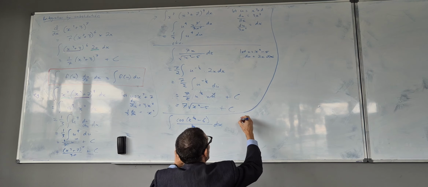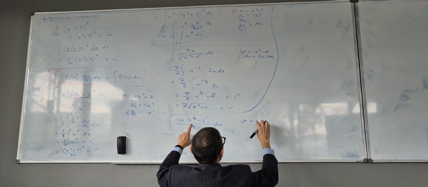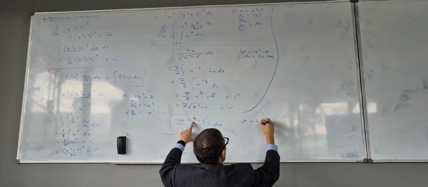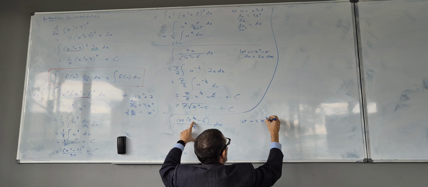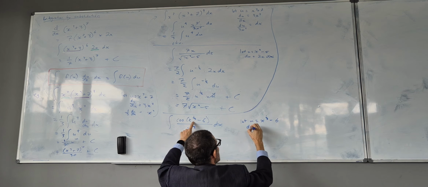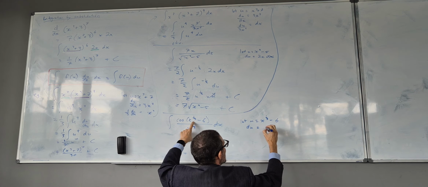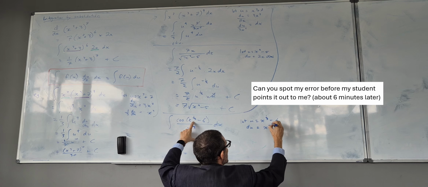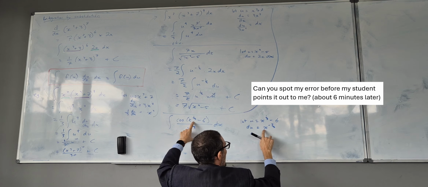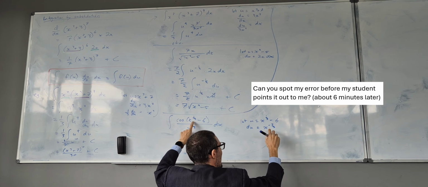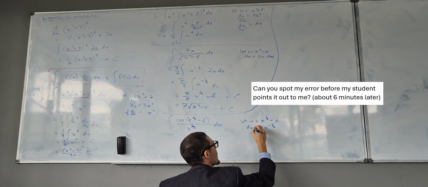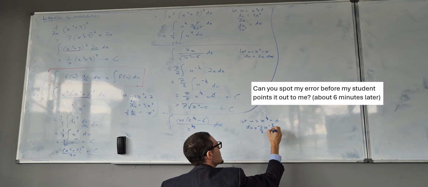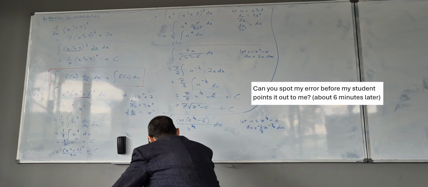So let u equal the thing inside, x to the third minus 6. So du is x to the negative 2/3 times, multiply by the new power, negative 2/3 dx.